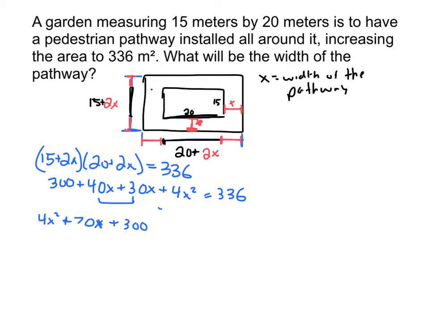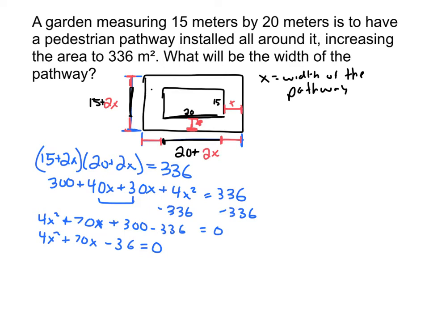Actually, I'm going to subtract 336 from both sides of the equation so that I can get 0 on one side. So now I have 4x squared plus 70x. 300 minus 336 is negative 36. This equals 0. Now I just need to factor.